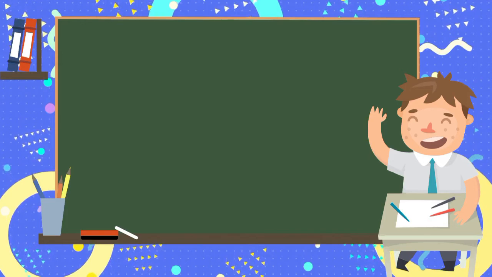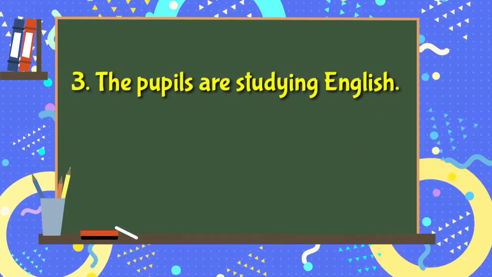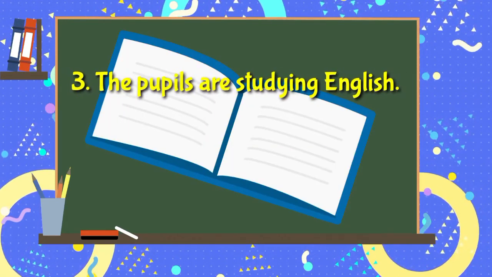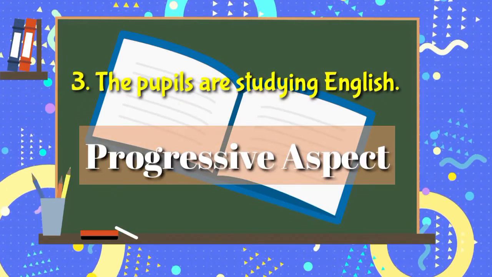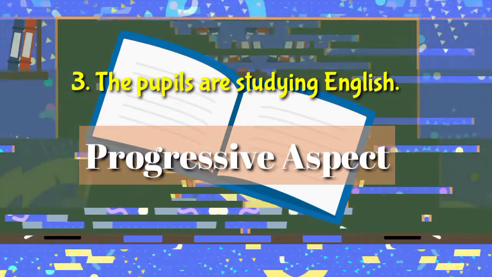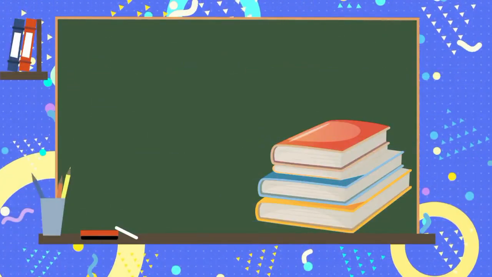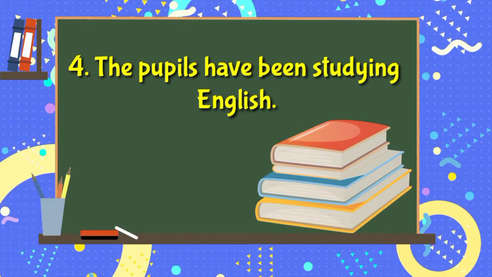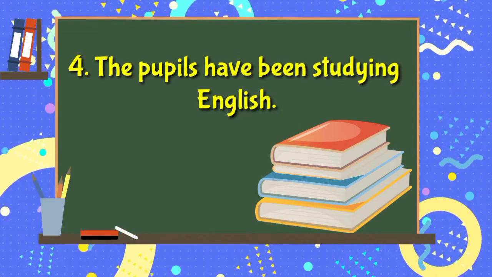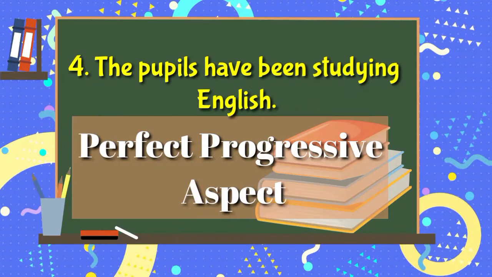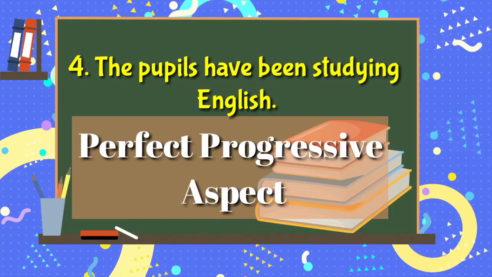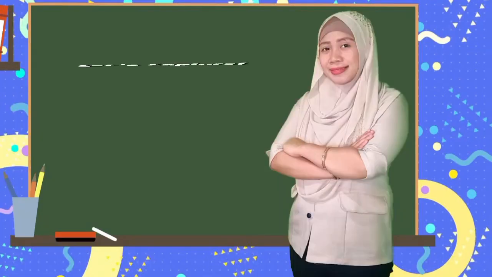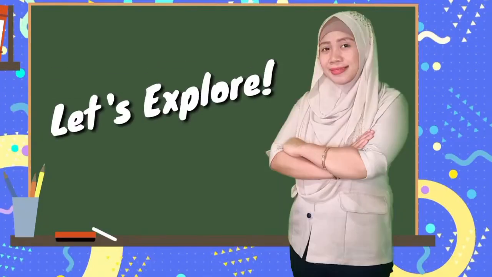What about sentence number 3? Good job! Sentence number 3 uses a progressive aspect. It expresses a continuous or ongoing action. And lastly, in sentence number 4, The pupils have been studying English is an example of perfect progressive aspect because it focuses on the completion of an action that is in progress. Let us explore more on each aspect of the verb.